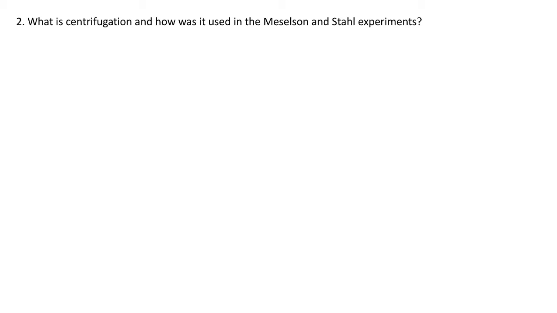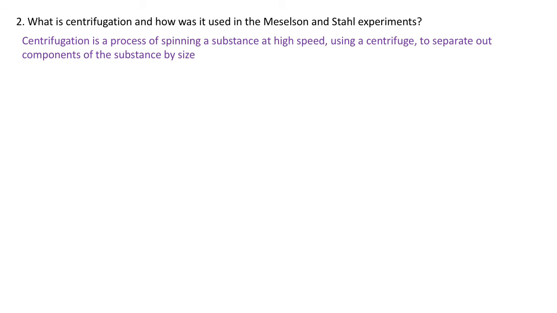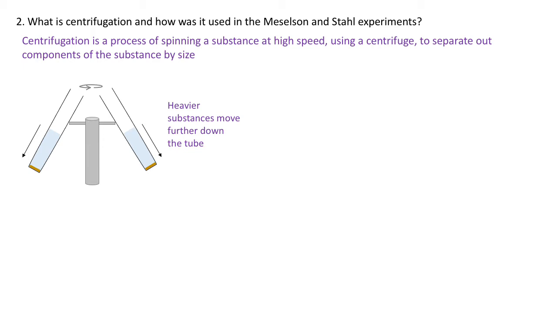So a centrifugation is this. If we just give an example diagram, this is a very basic diagram of a centrifuge. There are 2 tubes. It's a machine, and it spins these tubes at high speed. And when it's spinning, the heavier substances in the solutions in those tubes move further down. So we can separate substances by size. And this was used in Meselson and Stahl's experiments to separate out light and heavy DNA.